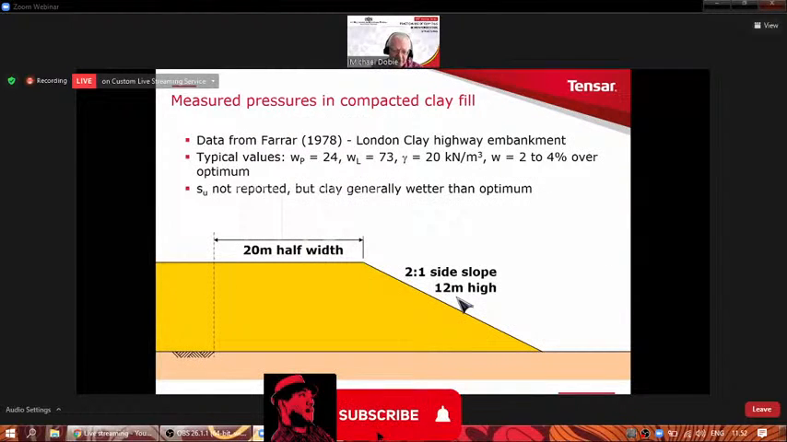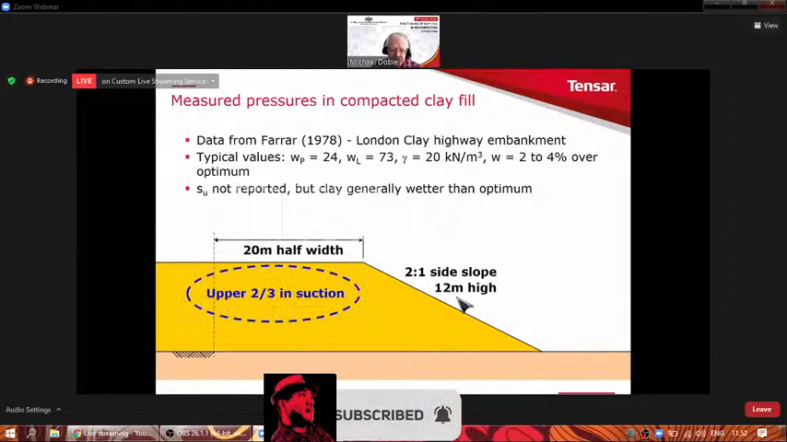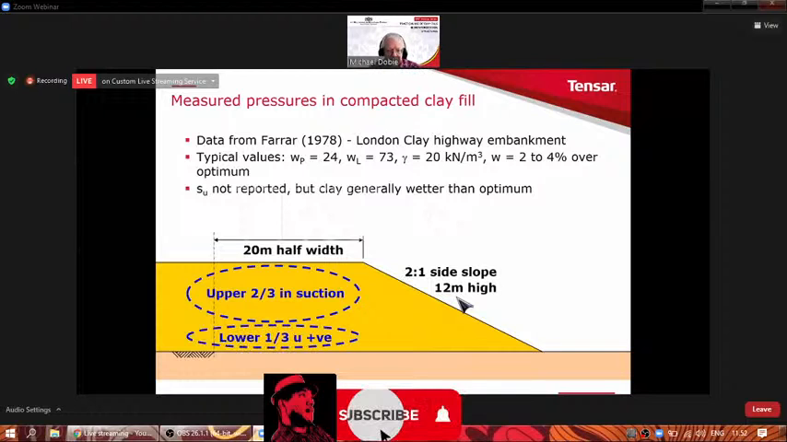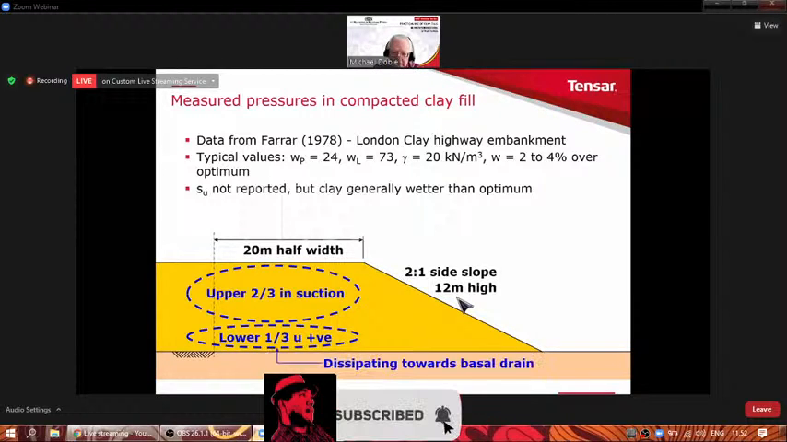So just to summarize in this picture, there is our 12-meter high clay fill. The upper 2/3 is in a state of suction, and the lower 1/3 has a positive pore pressure because of the effect of the undrained loading of that clay. And of course, that is dissipating towards the basal drain. So later on, when we talk a little bit about the importance of drainage when we use clay fills, this is a very useful little diagram to remember, because you need to take that into account when you think about the planning and design of drainage systems for clay fills.